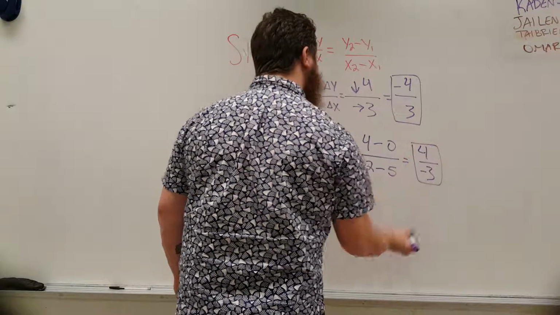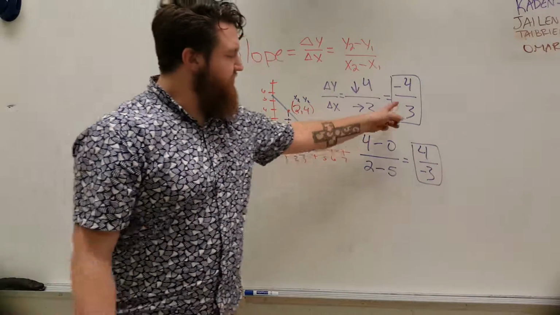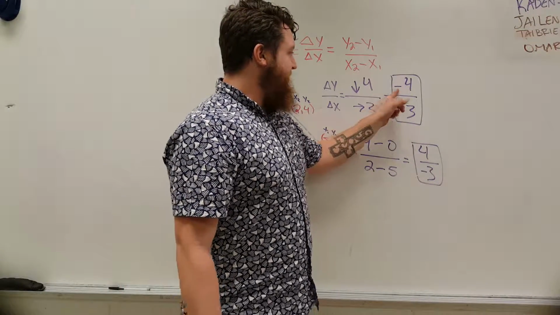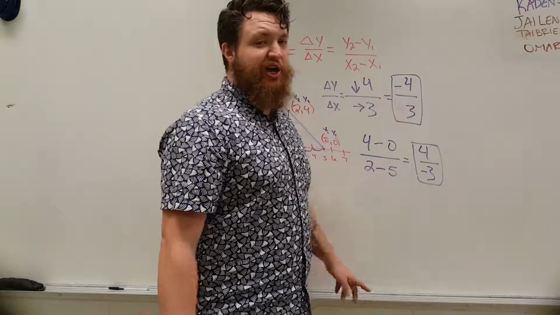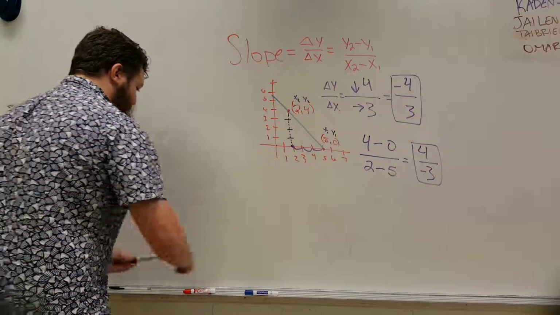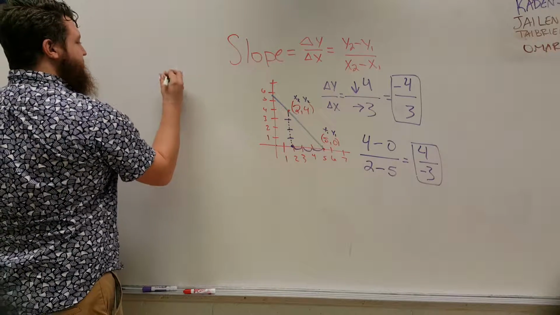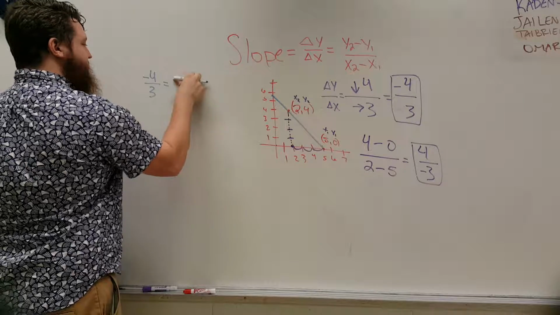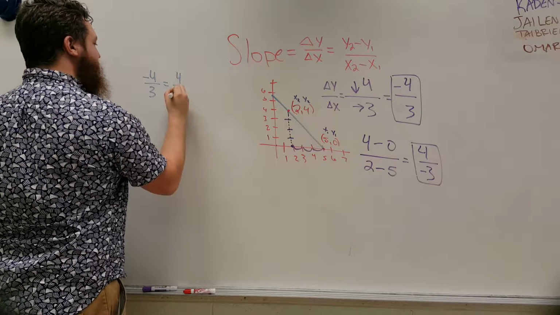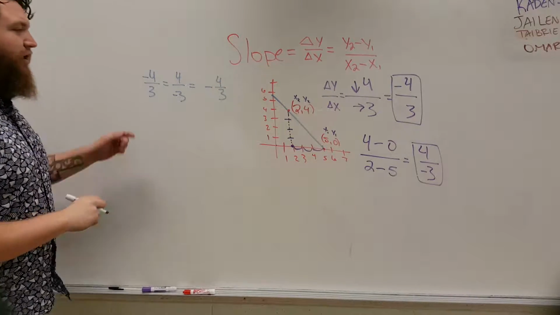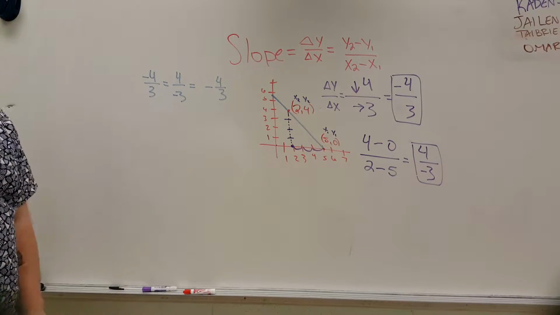Now you're like, whoa, Lunsford, that's not right. These things are not the same. Actually, they are. Just because my negatives are on top and on bottom doesn't change the value. It still means the same thing. So all 3 of these are the same. You may not have known that until right now. But negative 4 over 3, 4 over negative 3, and negative 4 over 3 all mean the exact same thing.